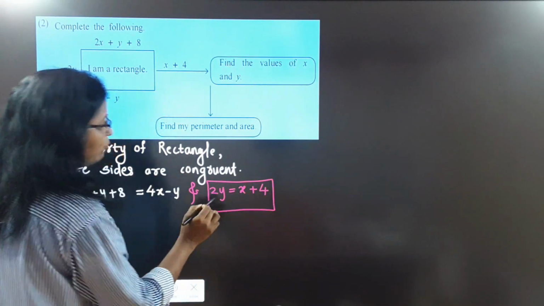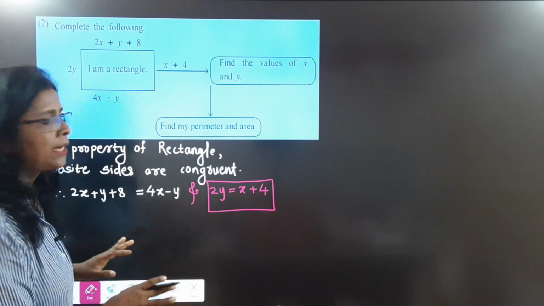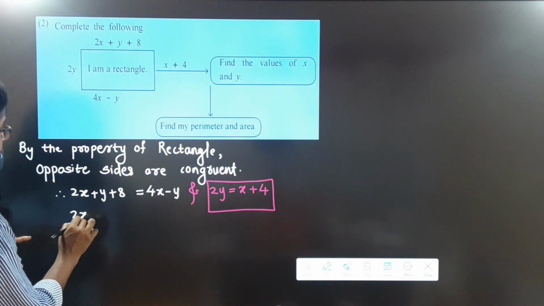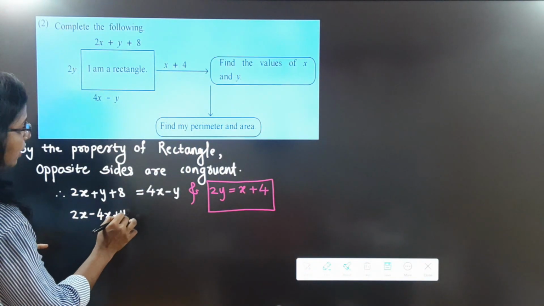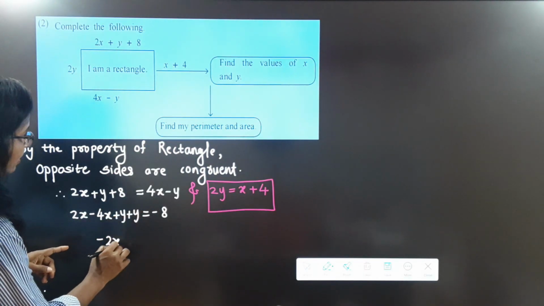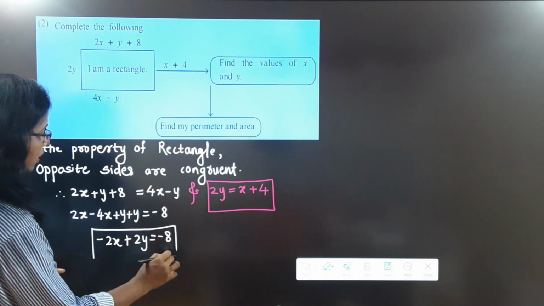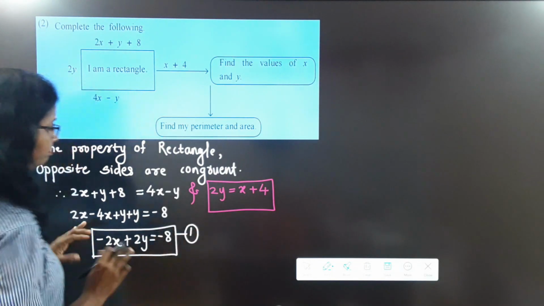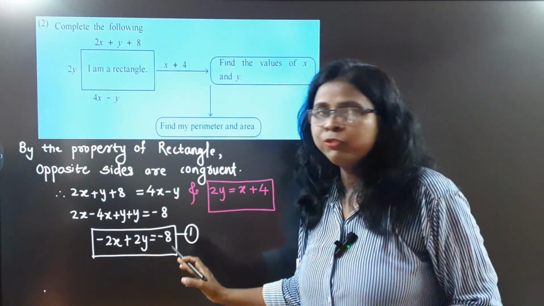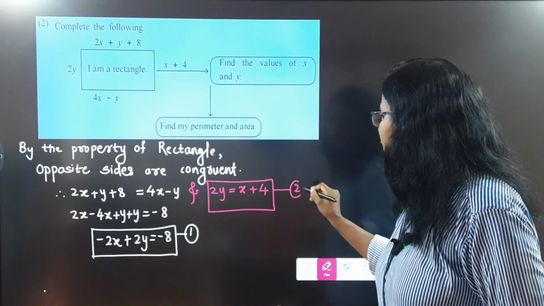So we call it the second one, but because I have to solve this equation in standard form, convert into a standard form. So here I write that 2x minus 4x plus y is equal to minus 8. Therefore minus 2x plus y plus 2y is equal to minus 8. So this is the first equation in the simplest form, and this one is the second equation. This is the second condition.